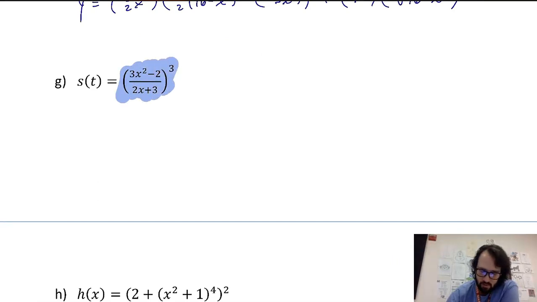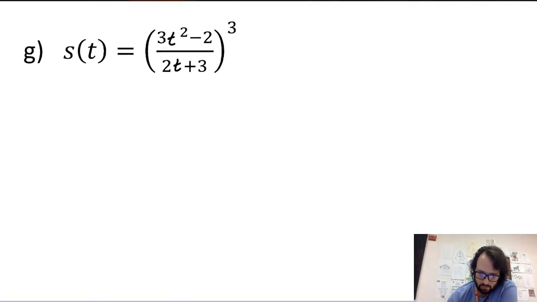All right, part G here. I have a quotient, but on the outside I have that x cubed. So the biggest thing that I see is that, oh, this is a bad problem because I wrote it in terms of x and t. Okay, I'm sorry. I need to fix this real quick. Let me fix the problem. Okay, that makes me much happier.